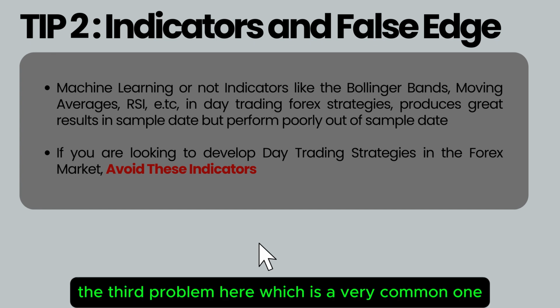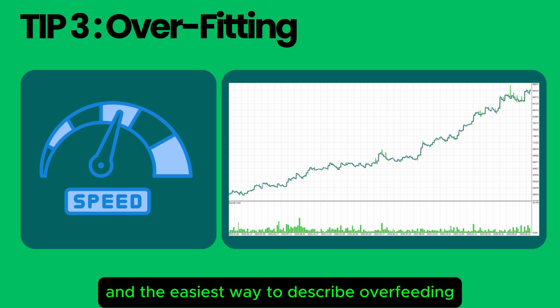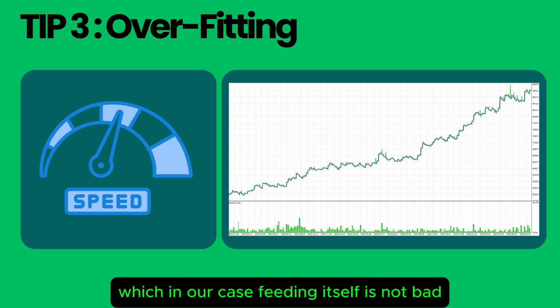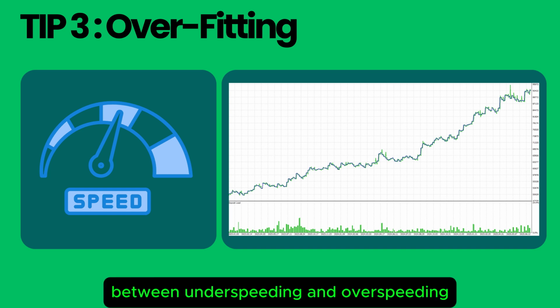The third problem here, which is a very common one, is overfitting. And the easiest way to describe overfitting is overspeeding. Speeding, which in our case is fitting, itself is not bad, and there is no constant line between underspeeding and overspeeding.